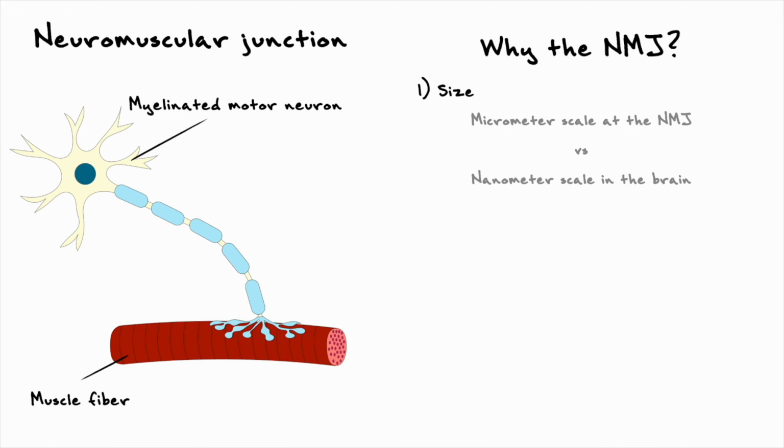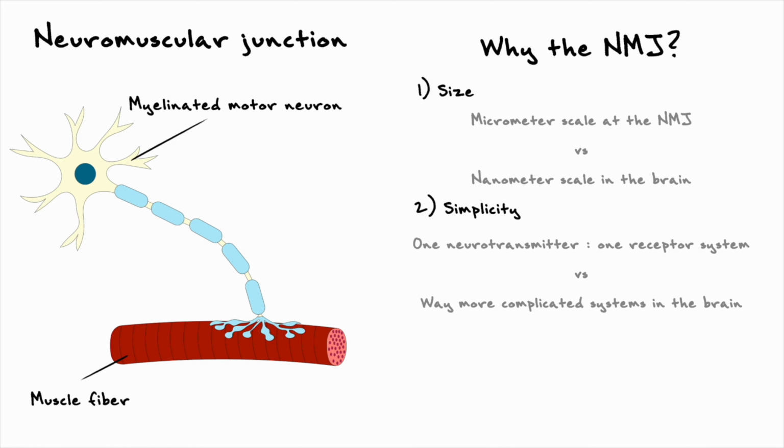The second advantage is its simplicity relative to synapses in the brain. Indeed, the neuromuscular junction operates on a simple system of one neurotransmitter and one ionotropic receptor, whereas systems in the brain can become very complicated as many neurotransmitters and many different types of receptors can get involved. The third advantage of this synapse is its accessibility, and this should be obvious from the first point given that they are considerably bigger and usually more isolated. These three factors together make the neuromuscular junction a very suitable site for analysis and allow electrophysiological recordings to be made without damaging the structure.